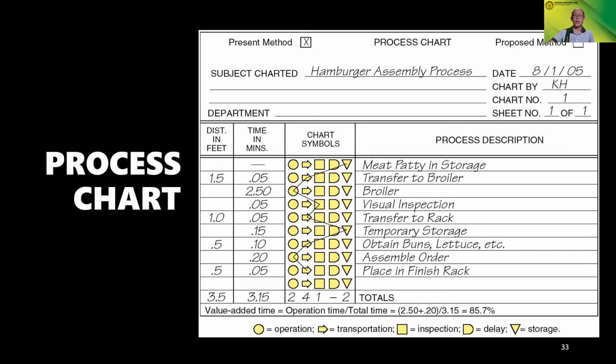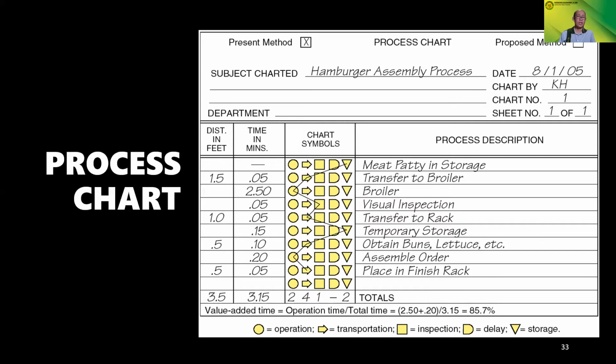In here we can also see the time element, and this time element will show the total processing time for this hamburger assembly process. So as you can see here, the total time is 3.15 minutes. This process chart even includes the distance in feet, which is 3.5 feet for the entire process. The value-added operations here only apply to operations. All the rest of the processes cannot be considered as value adding.